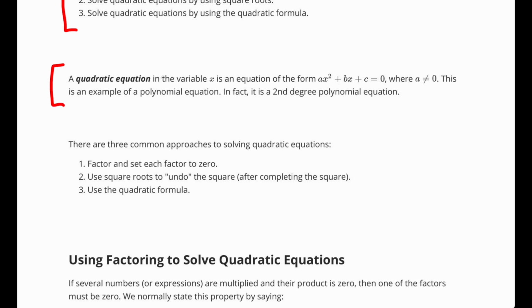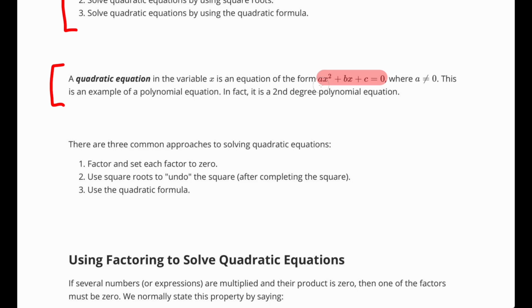A quadratic equation in the variable x is an equation in the form of this thing right here. So if you can write any equation in this form, sometimes it doesn't start in that form, you have to reconfigure it to look like that. But if you can make it look like that in any way where a is not 0, b and c can be whatever you want, it is considered a quadratic equation.